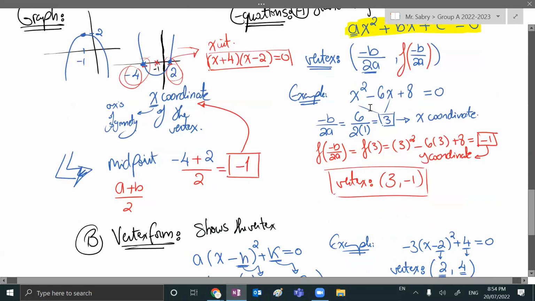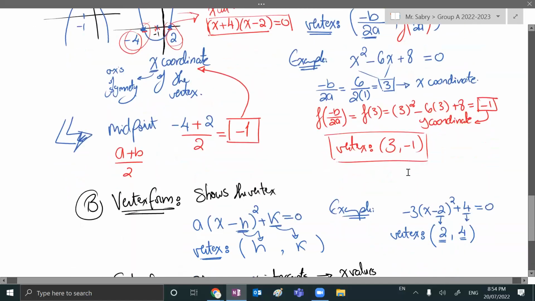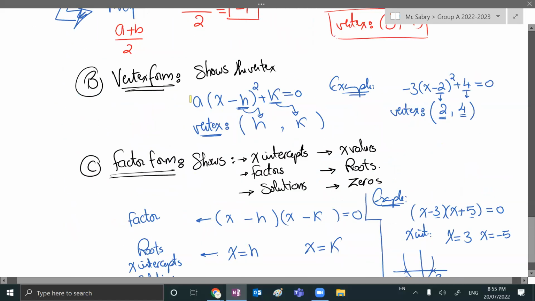So the standard form is this one, which has x squared and x to the power 1 plus c, and to get the vertex from it I do negative b over 2a and substitute again in the equation to get the y. In the vertex form, which has a bracket to the power 2, to get the vertex I take the number inside the bracket with the opposite sign and the number outside the bracket with the same sign. In the factor form, which has 2 brackets, both with x, and both equal to 0 at the end.